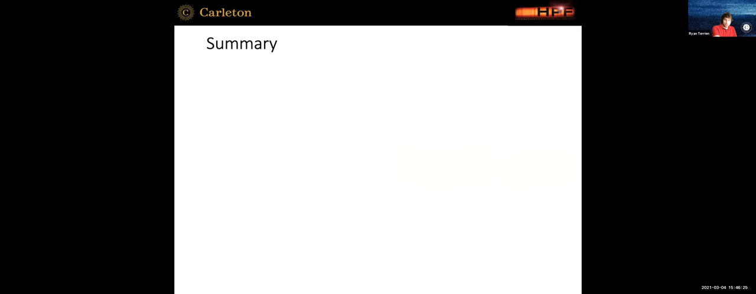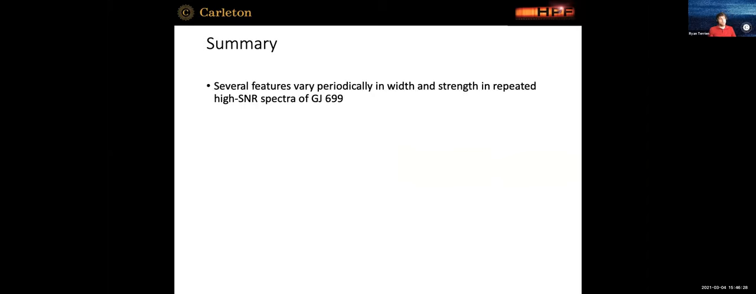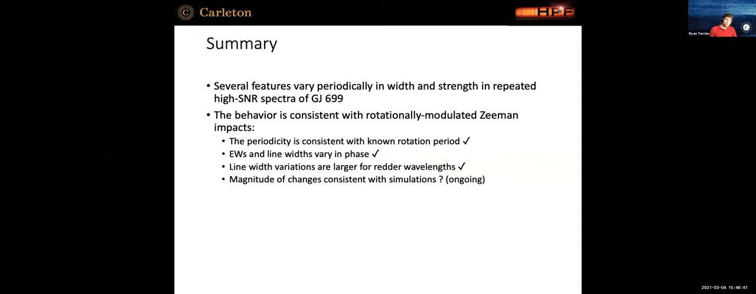So where does this leave us? We haven't done anything terribly complicated here. We're just looking very carefully at how a couple of features are varying in high signal to noise spectra of this well-studied standard star. But we do see periodic changes in the strengths and the widths of lines, and this behavior seems consistent with what you might expect from rotationally modulated Zeeman effects. I'm saying this because the periodicity seems consistent with the known rotation period of the star, the line strengths and widths seem to vary in phase with each other, which again is what you'd expect, and we do see this chromaticity for the line width variations that is consistent with what we'd expect.